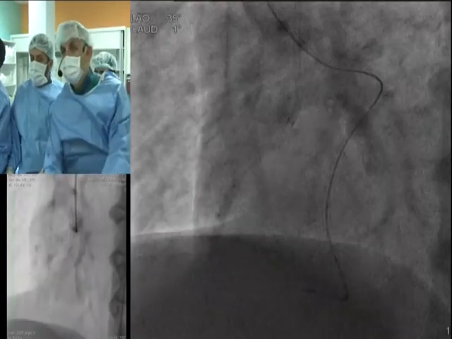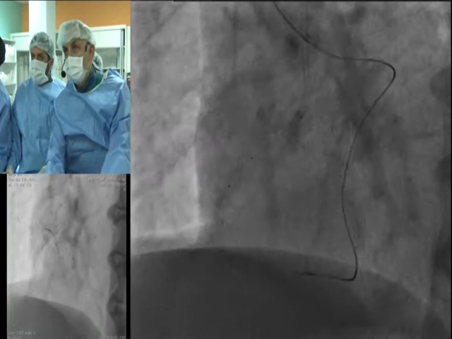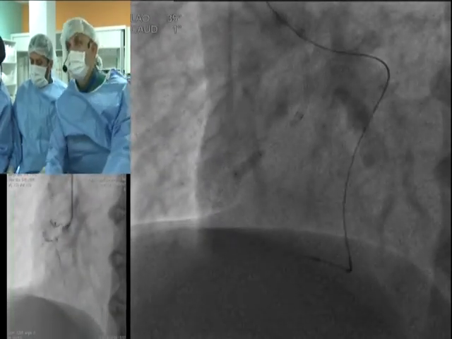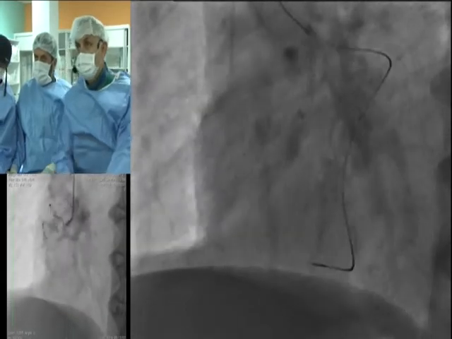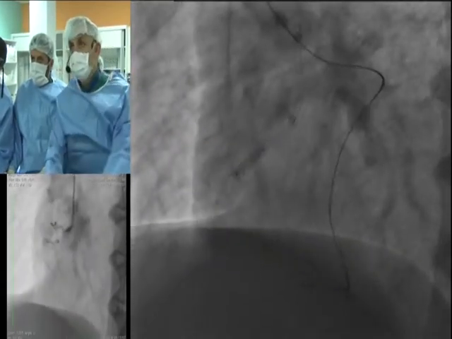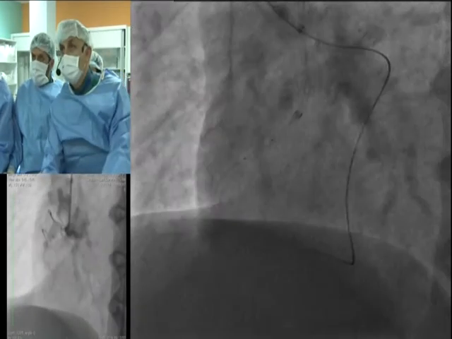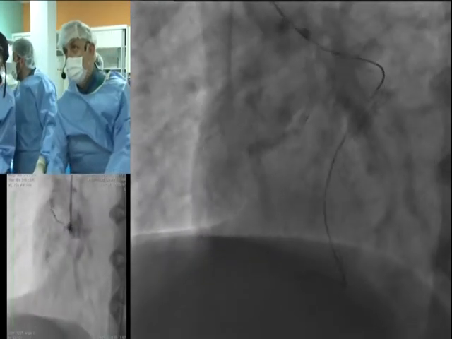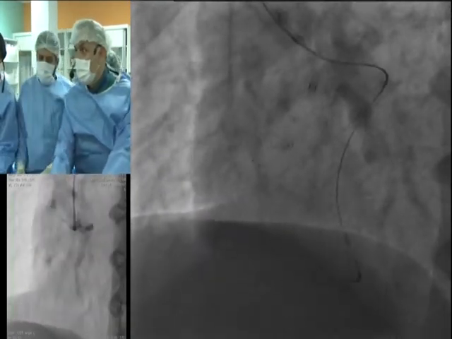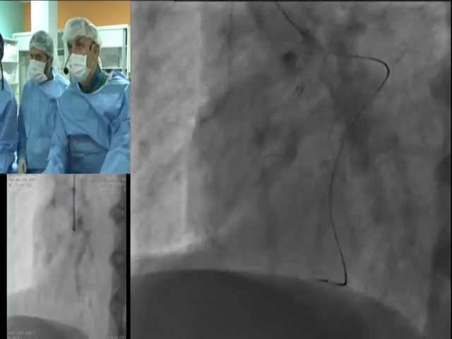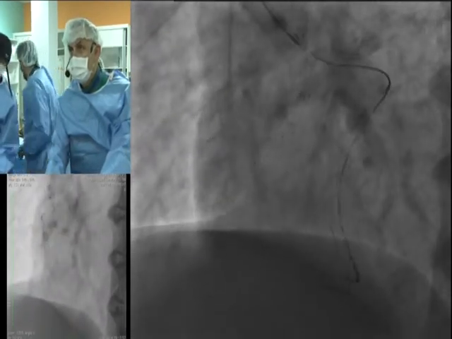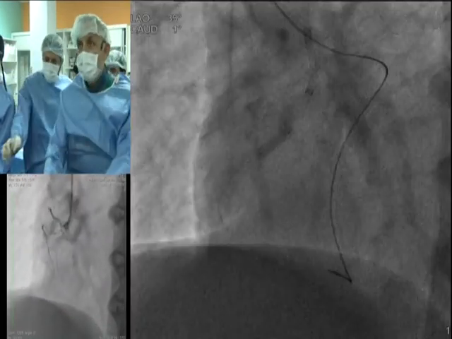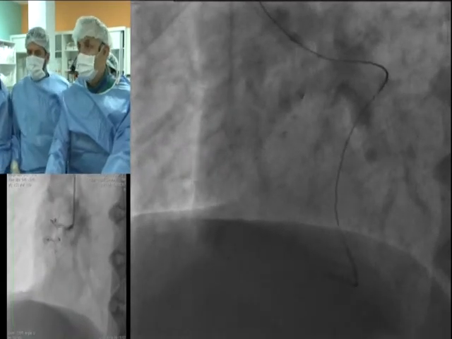Down. 12, 14. Down. 12, 14. Down. 12, 14. Down. Yes, 12, 14, 16, 20, down. So our ACT is now 298, 300.